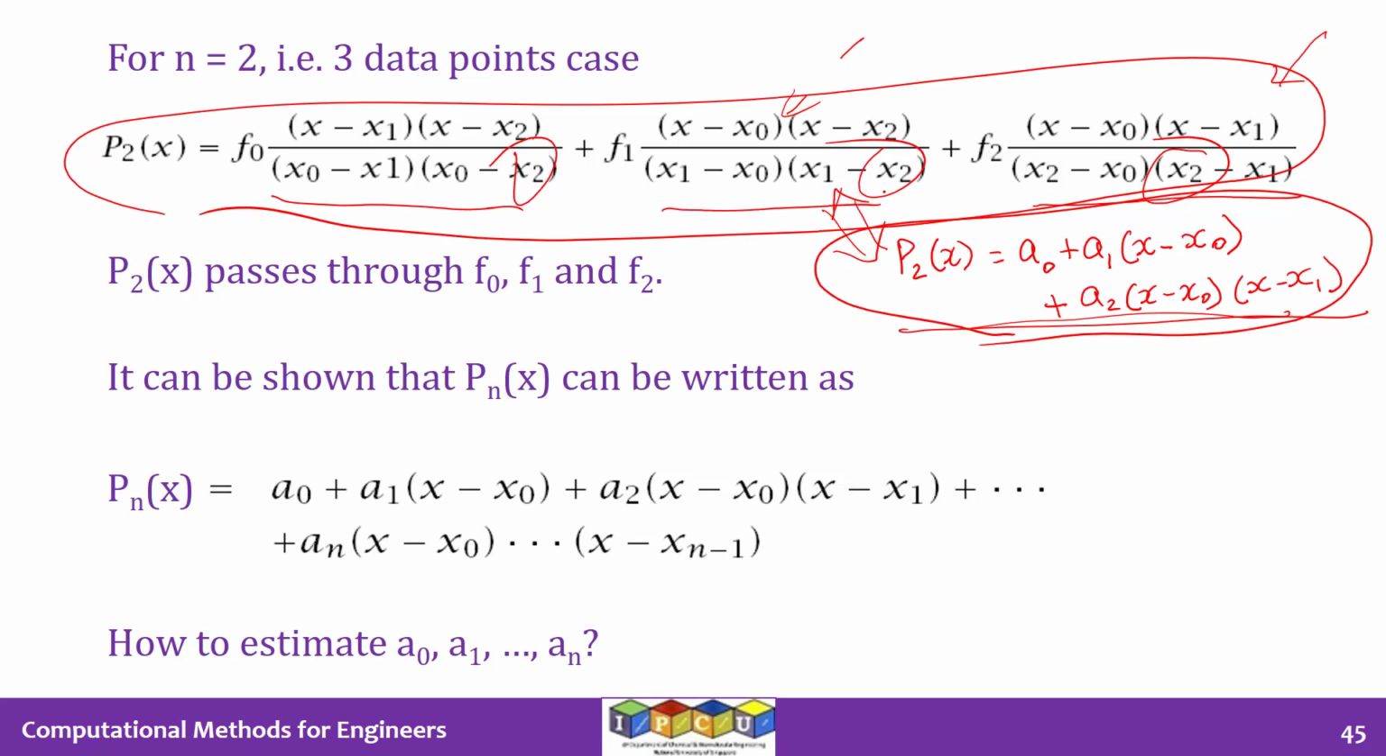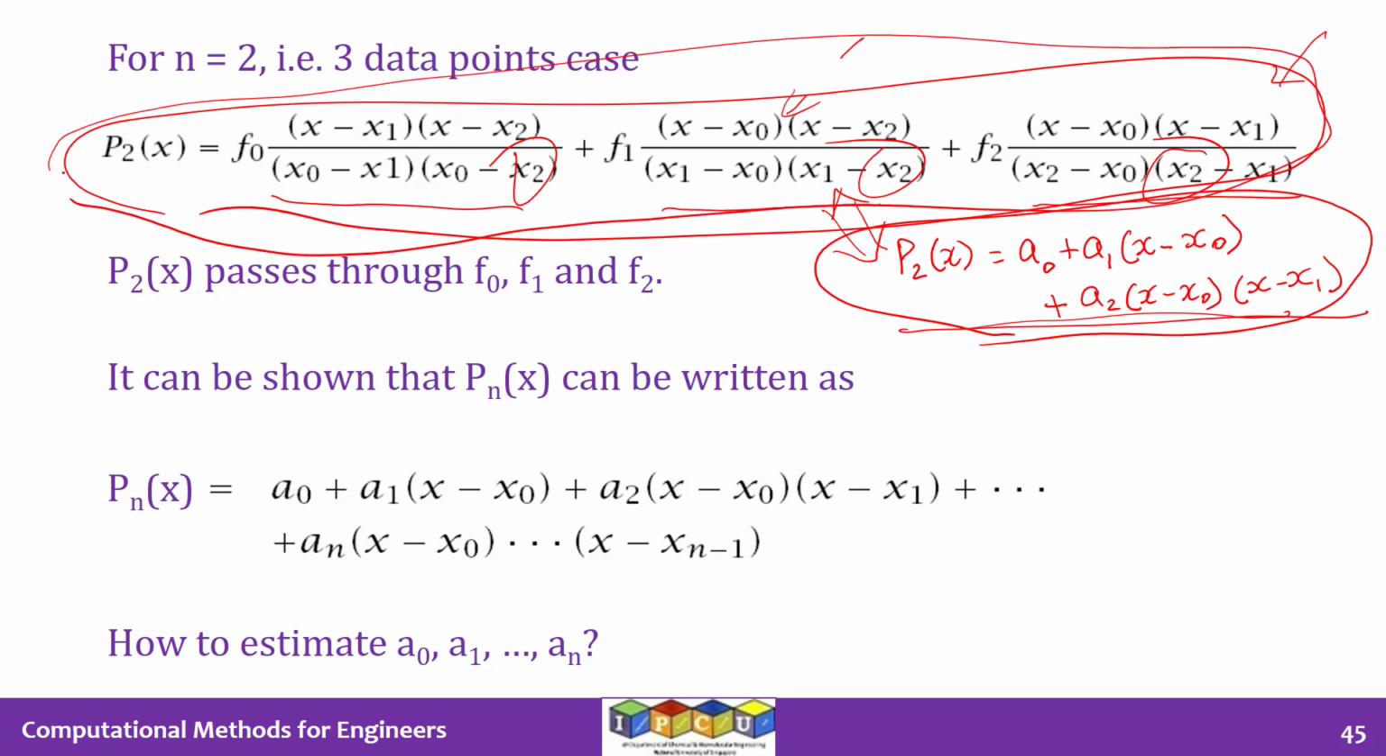In fact, we can generalize this further and say, if you write a Lagrange polynomial Pn of x, we can show that it can be expressed in this particular form as Pn of x is equal to a0 plus a1 times x minus x0 plus a2 times x minus x0 into x minus x1 plus and so on, all the way till an times x minus x0, x minus x1, x minus x2, all the way till x minus xn minus 1.